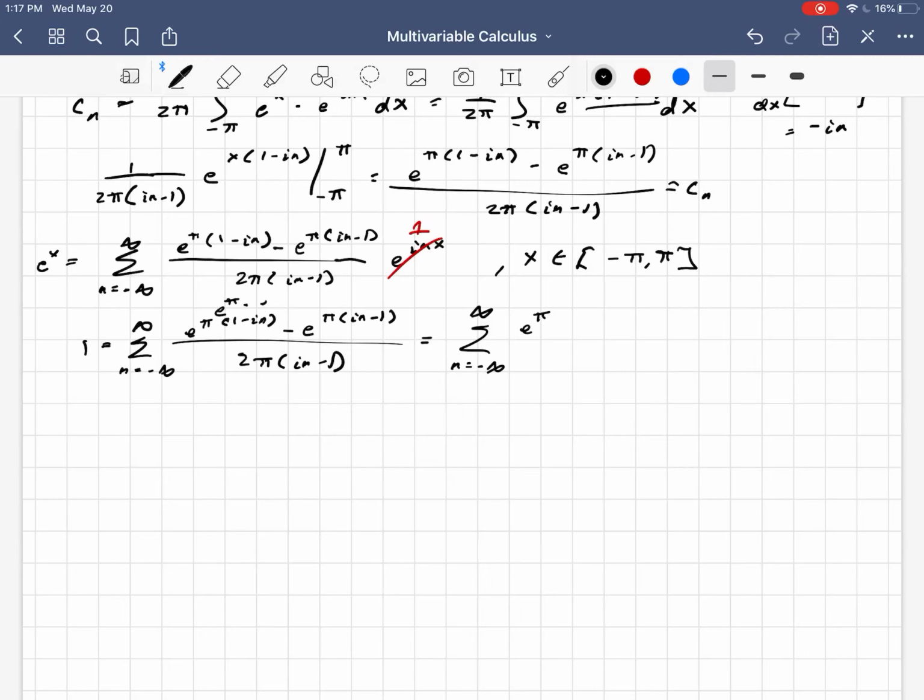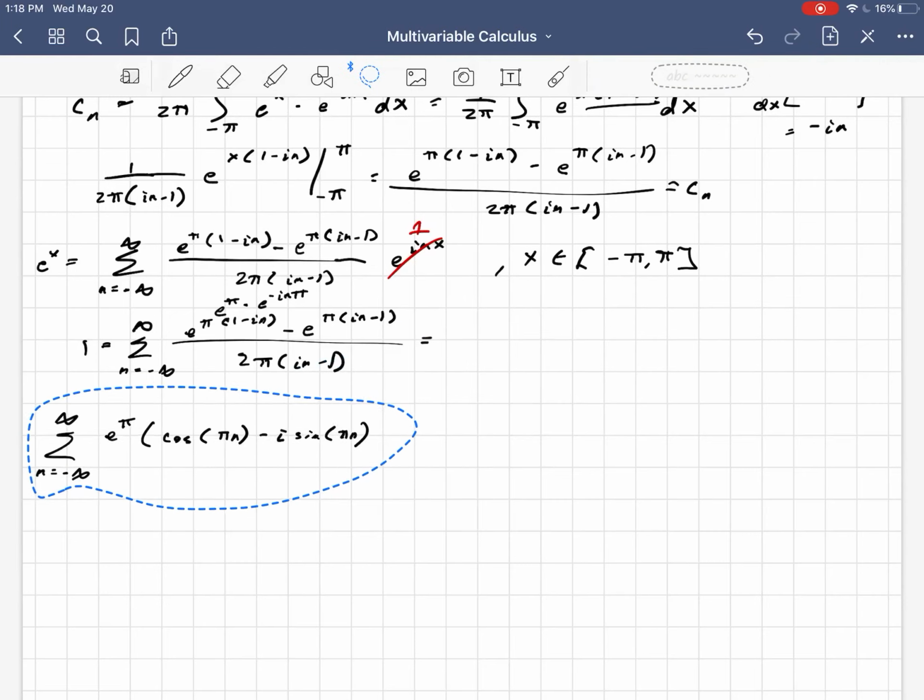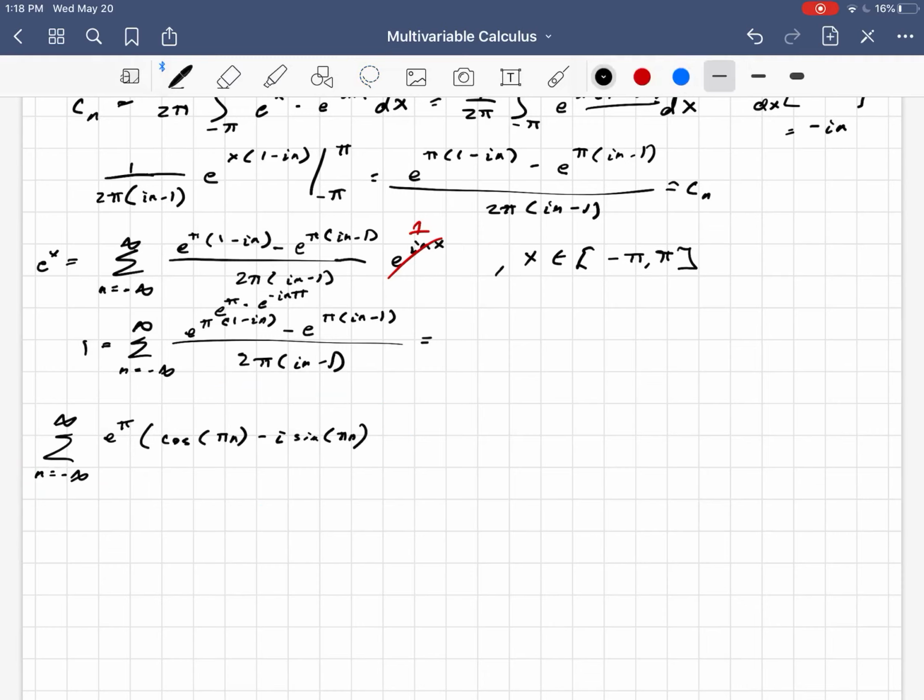I can make this e to the pi times e to the negative in. E to the negative in, or e to the negative pi, I would multiply by the pi there, e to the negative in pi. So we would get cosine of pi n minus i times the sine of pi n by Euler's identity. And I know I'm going to run out of room, so I'm going to move this down here already. So that's from that first part there.